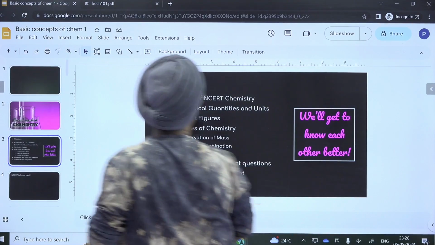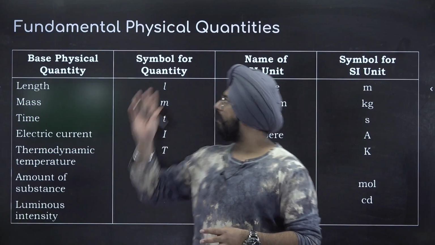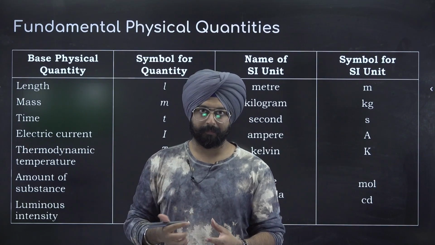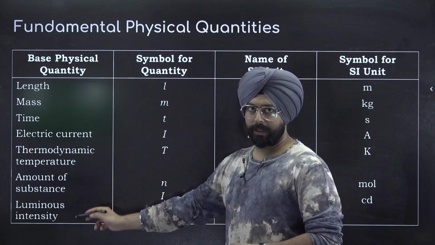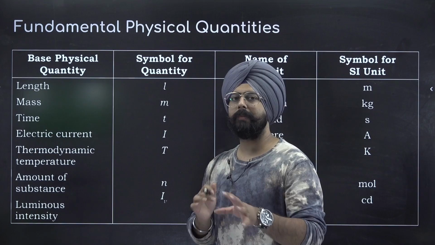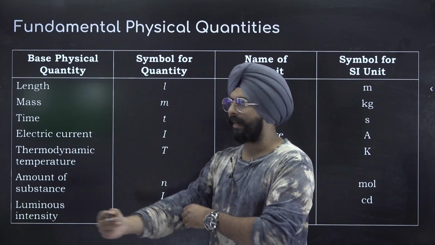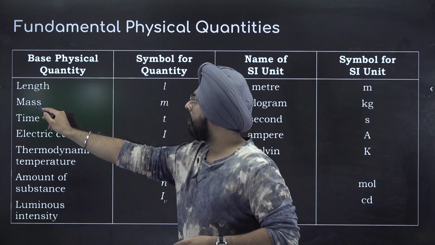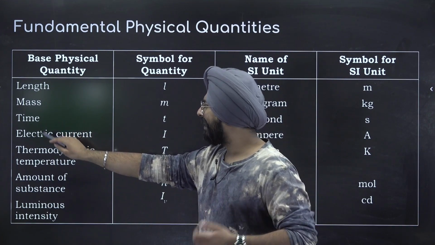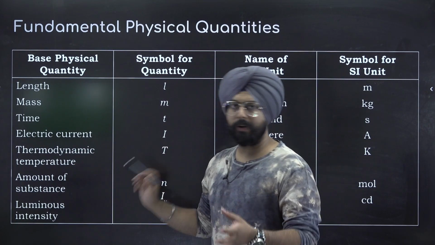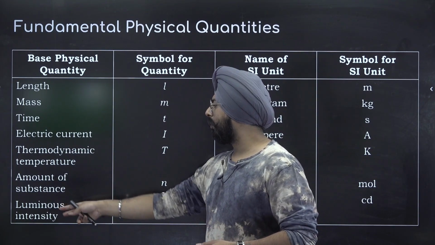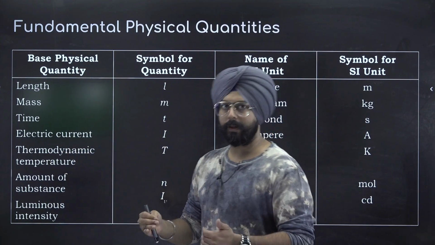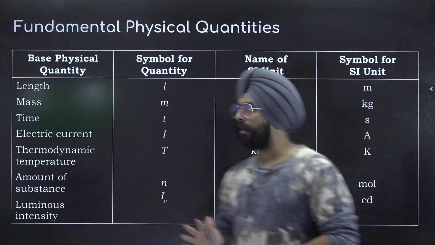Now let's get back over here. Let's come to fundamental physical quantities and understand what's the significance behind them. These are the quantities that we consider fundamental. Why so? We'll understand that in a little while. But the basic fundamental quantities are length, mass, time, electric current, thermodynamic temperature, amount of a substance, and luminous intensity. These are your base physical quantities or fundamental physical quantities.